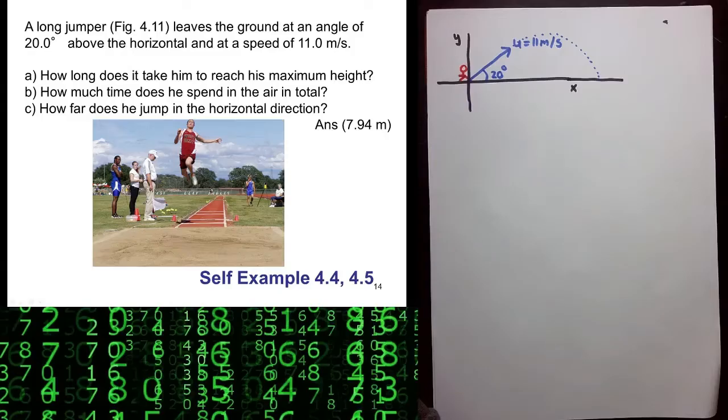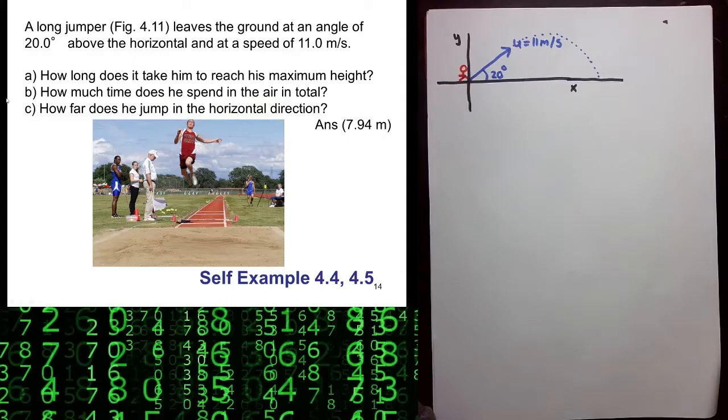We take a look now at this example of a long jumper as shown in the figure. He leaves the ground at an angle of 20 degrees above the horizontal and a speed of 11 meters per second. And then we ask a number of different things about this long jumper. How long does it take him to reach his maximum height? How much time does he spend in the air in total? And how far does he jump in the horizontal direction?